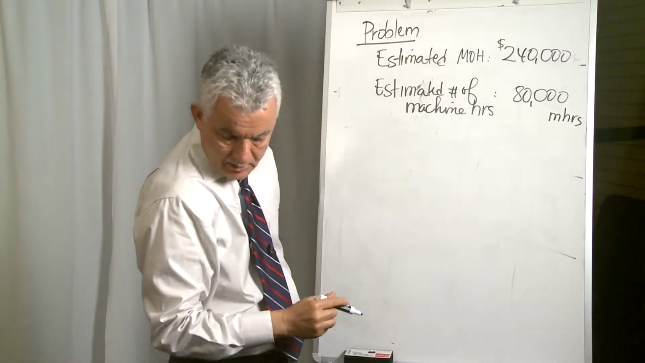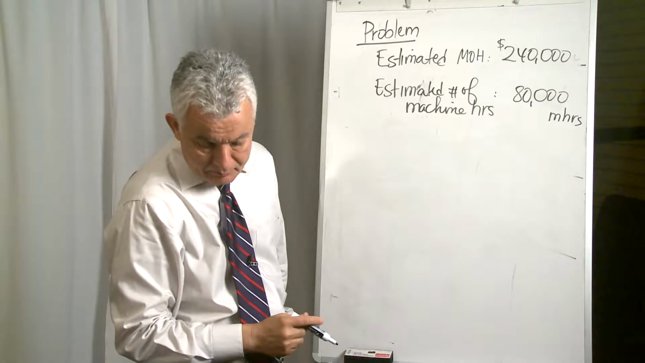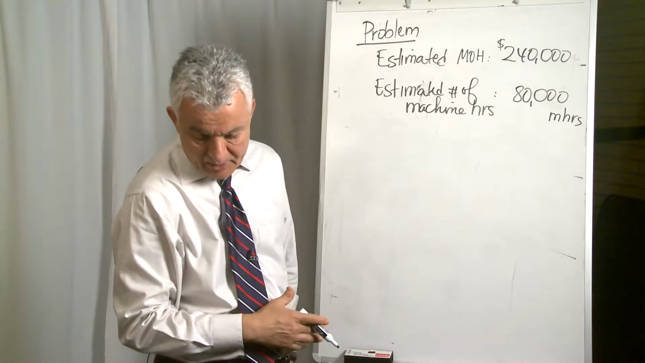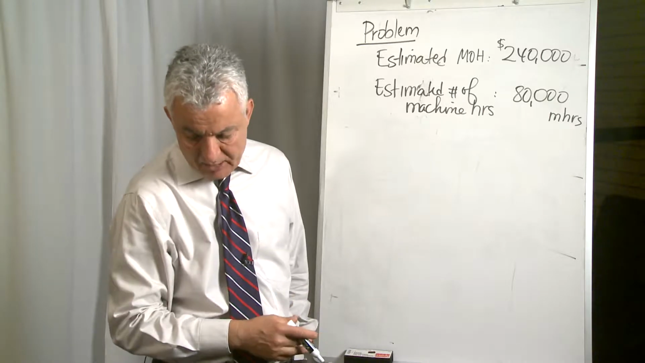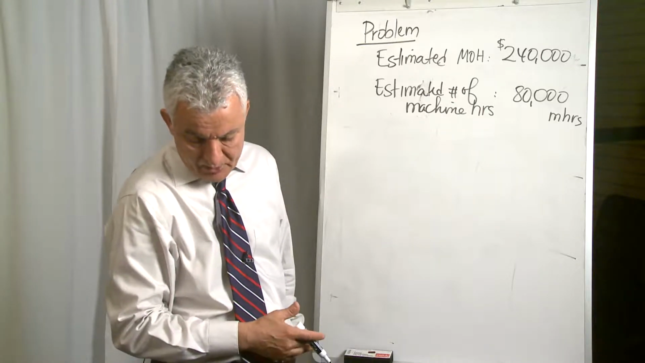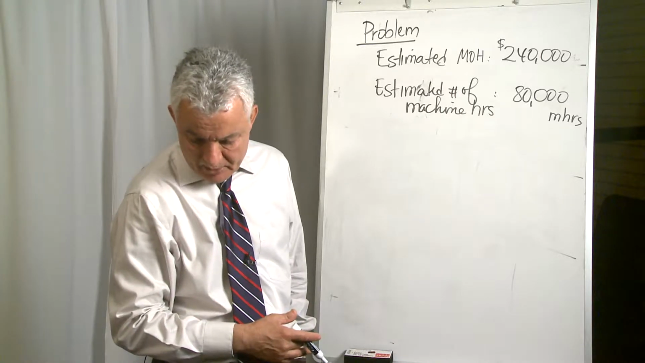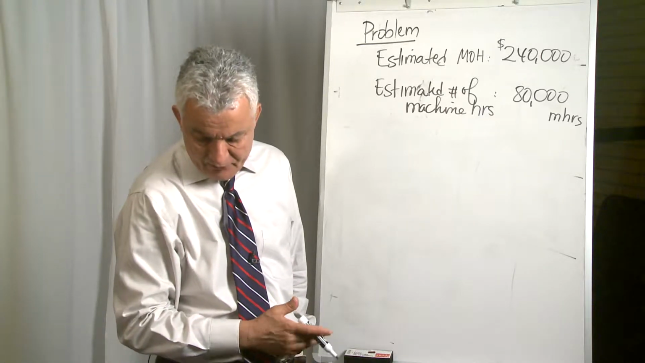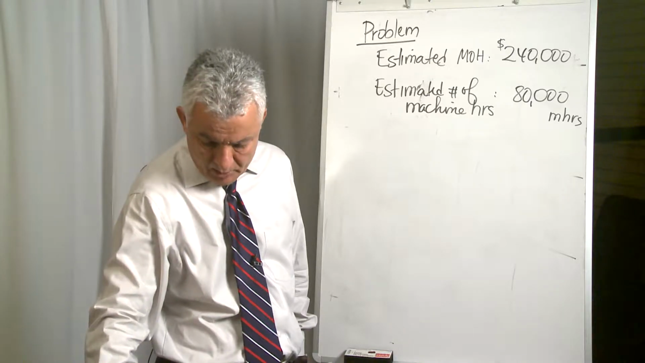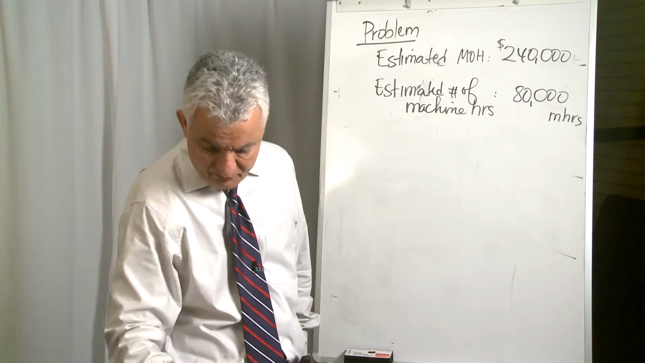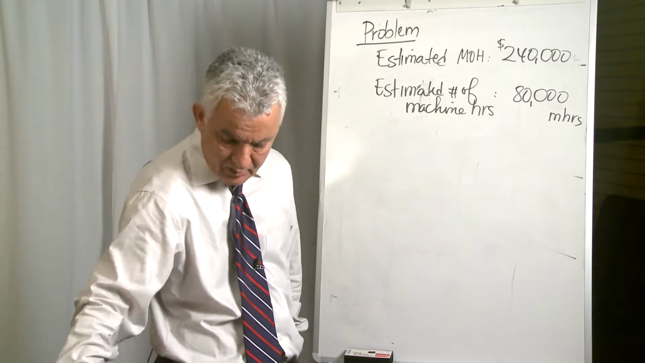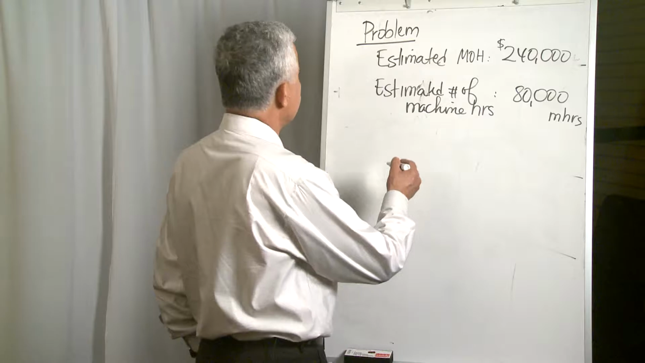Then they give us some information about the different jobs that the company is working on. We have 3 jobs, job 10, job 11, and job 12. And they give us the cost to date for these different jobs. So we have some questions here. The first question is to compute the predetermined overhead application rate. We have all the tools to calculate it.